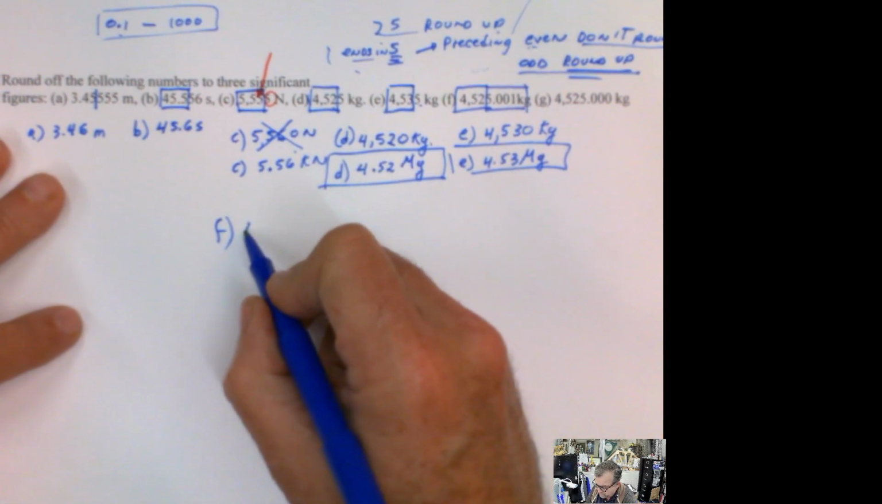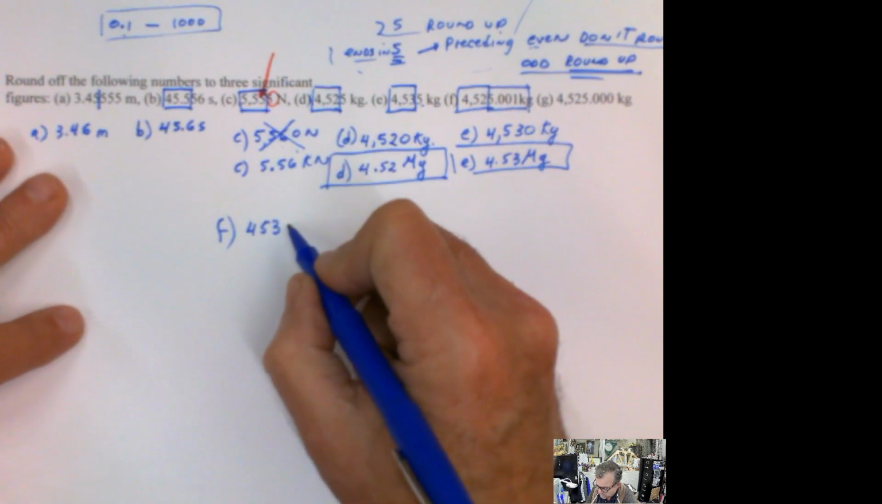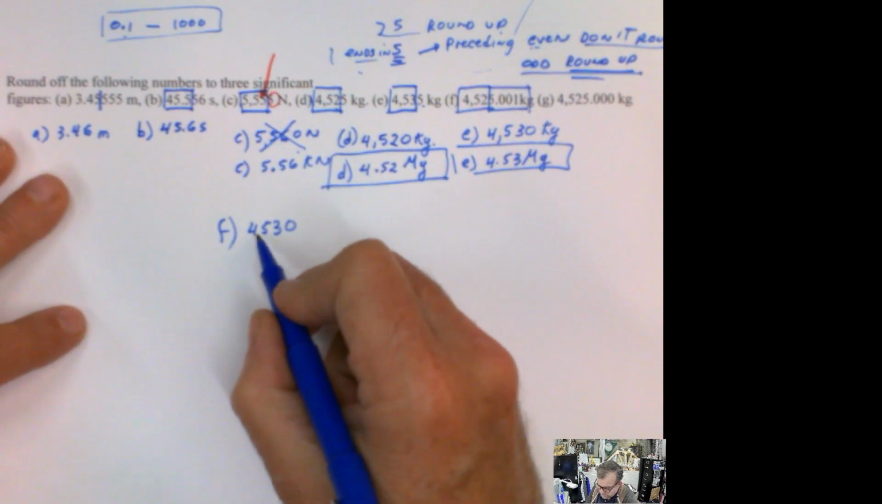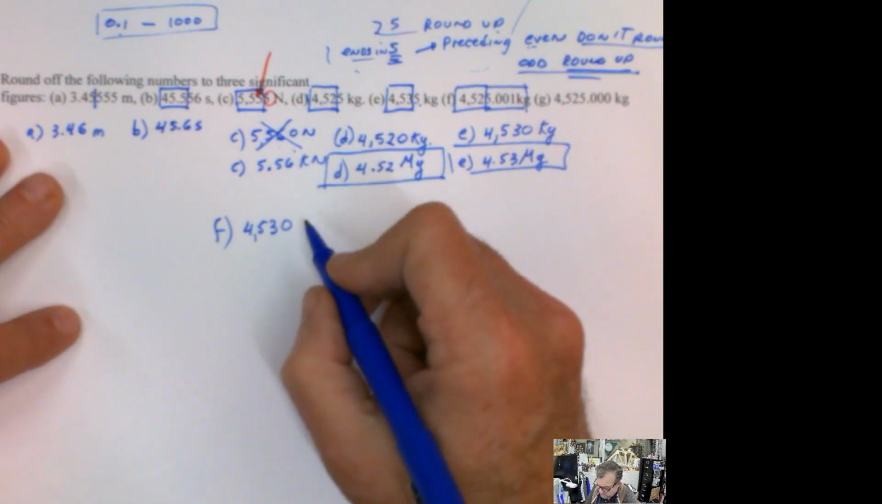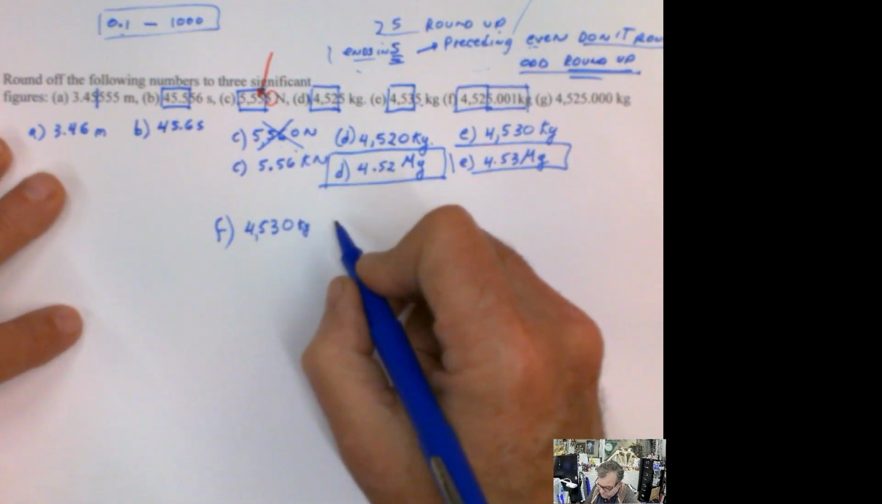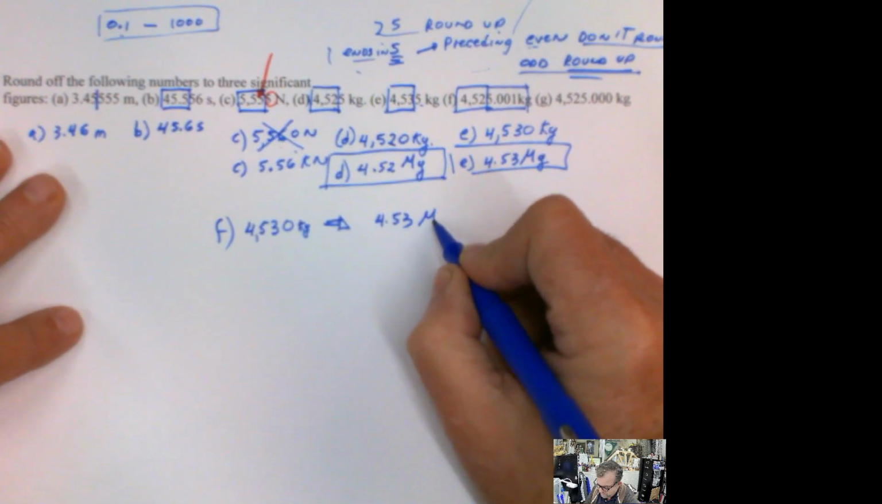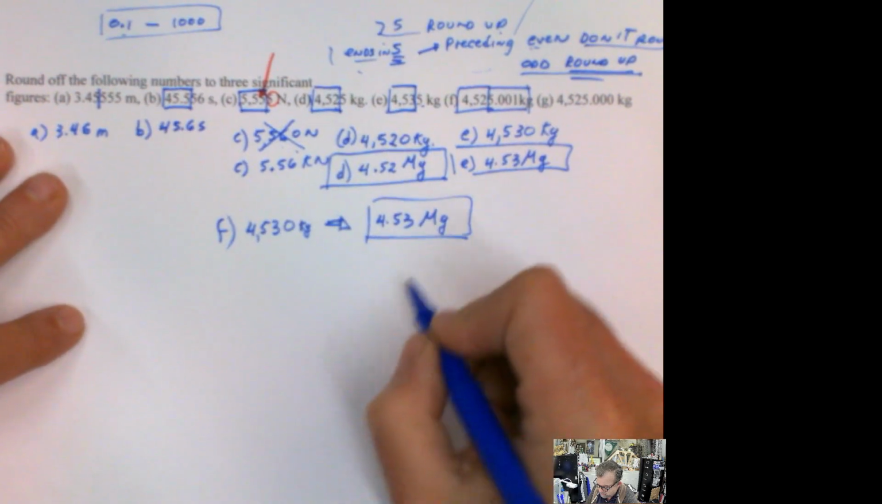So the number will be 4,530. But once again, because this number is bigger than 1000, that will be in kilogram. Because it's bigger than 1000, then we have to express it like 4.53 megagram. That will be the correct answer for F.